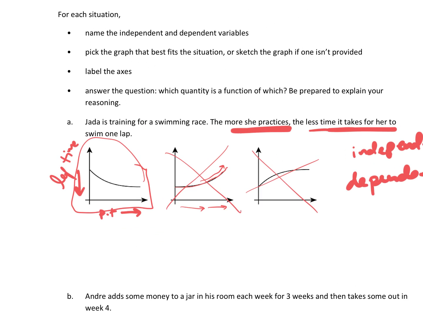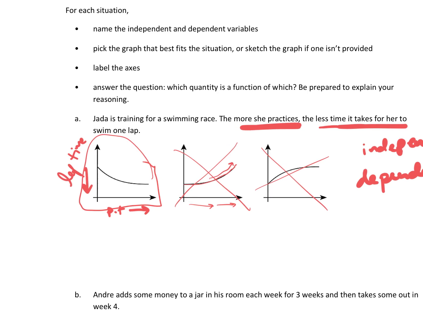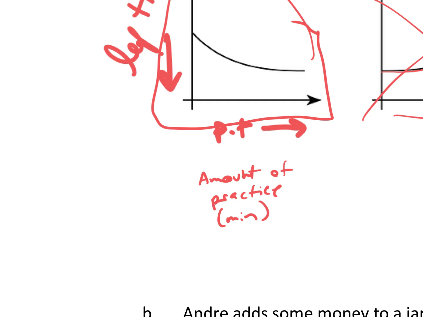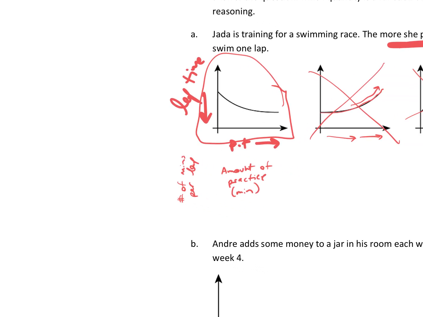And we talked about labeling the axes. I already kind of did that. So for this one, we would say the x-axis is the amount of practice, and maybe we're doing this in minutes. And then my y-axis would be number of maybe minutes per lap. So that is going to be my x and y axes.